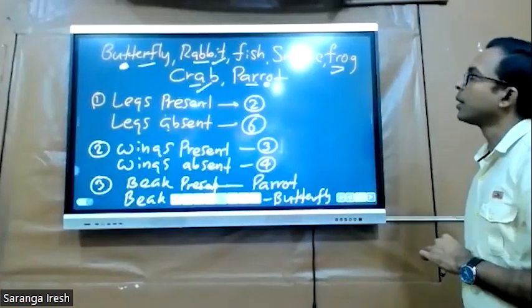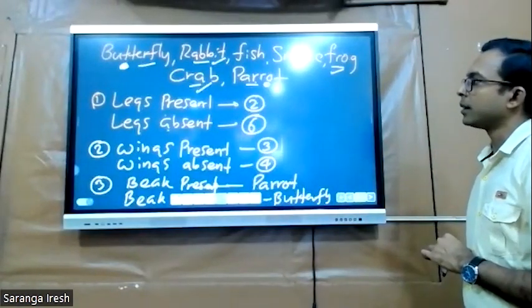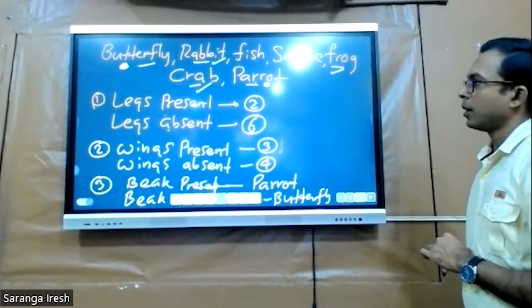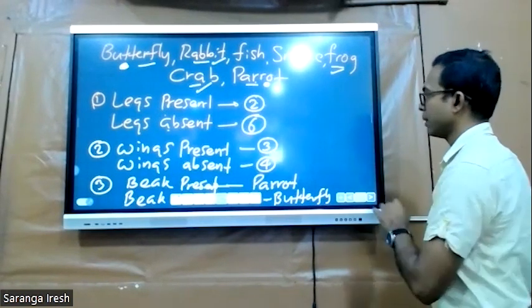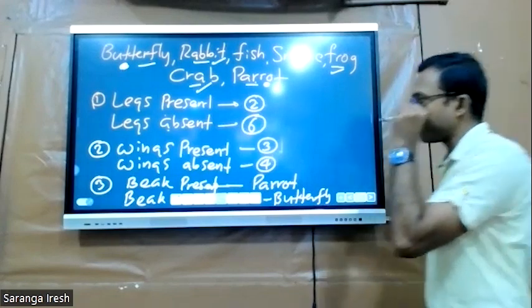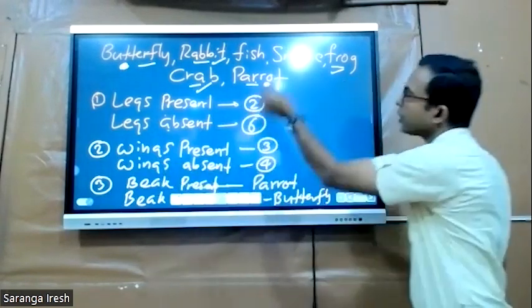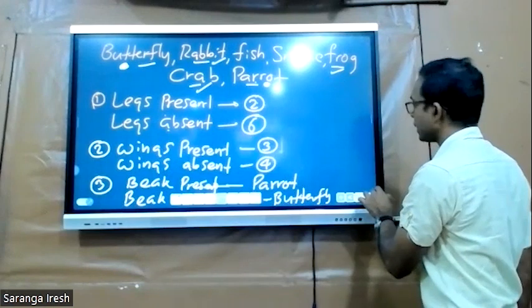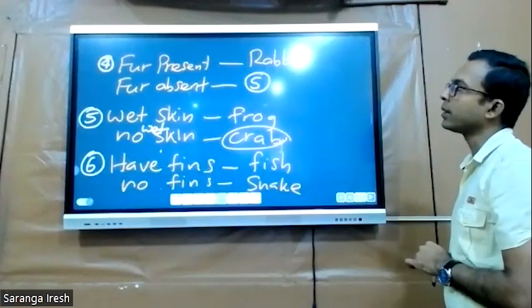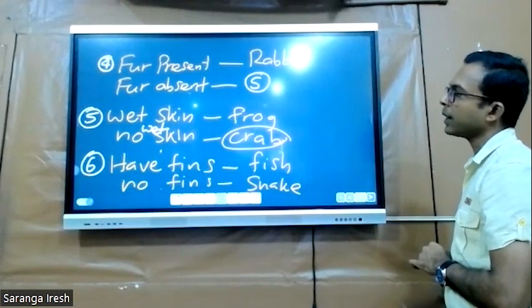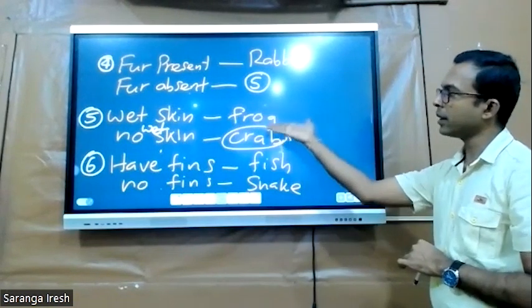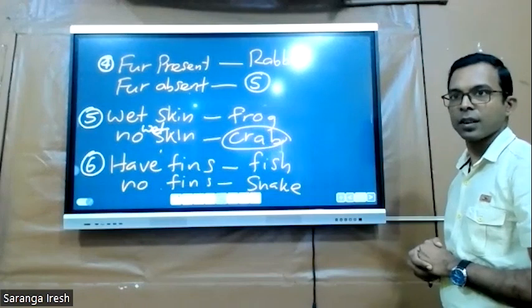So they have the legs present, and wings absent. The wings absent organisms, how are they classified? They are classified under number 4. Fur present, fur absent. Fur absent here is classified under number 5. Wet skin, no wet skin.